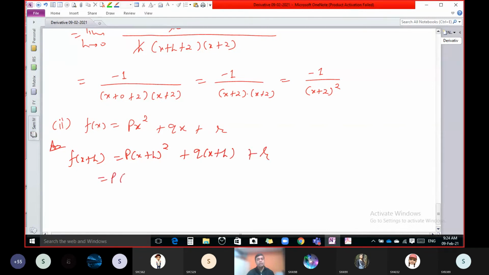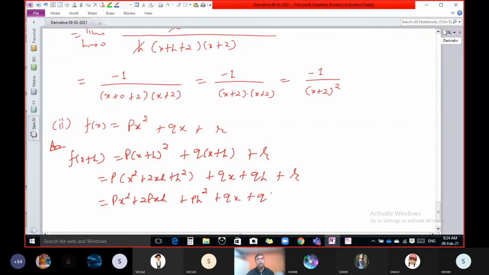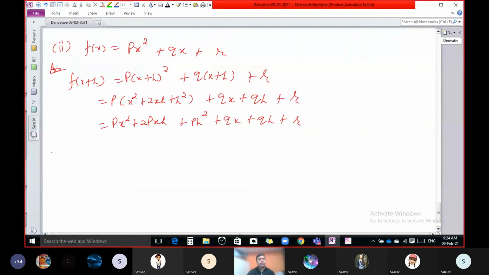Now simplify. P as it is. It is nothing but x square plus 2xh plus h square plus qx plus qh plus r. If you open, we get px square plus 2pxh plus ph square plus qx plus qh plus r. And now the formula: f dash x equal to limit h tends to 0 f of x plus h minus f of x upon h. Put all values.